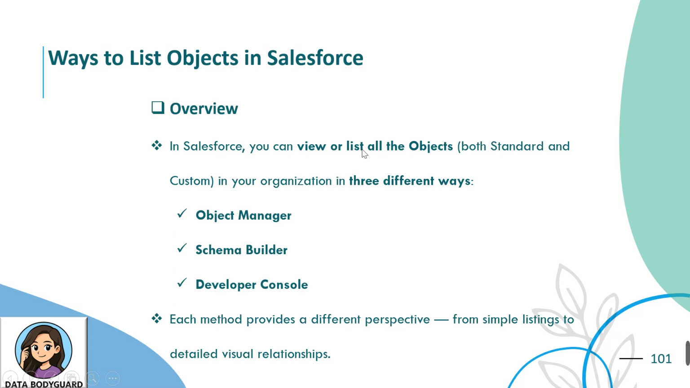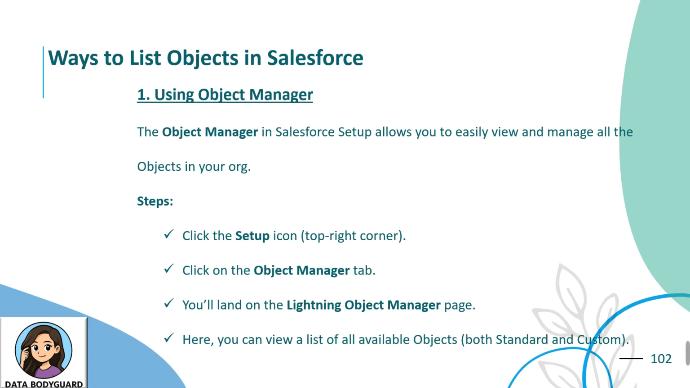You can view or list all the objects, both standard and custom, in your organization by using three ways. What are those three ways? One is the Object Manager, another is Schema Builder, and the third is the Developer Console. So we'll see how we can see the objects, both custom and standard, by using the Object Manager.